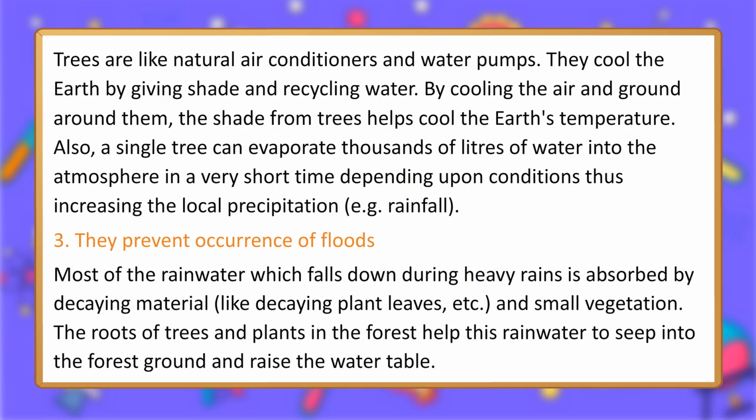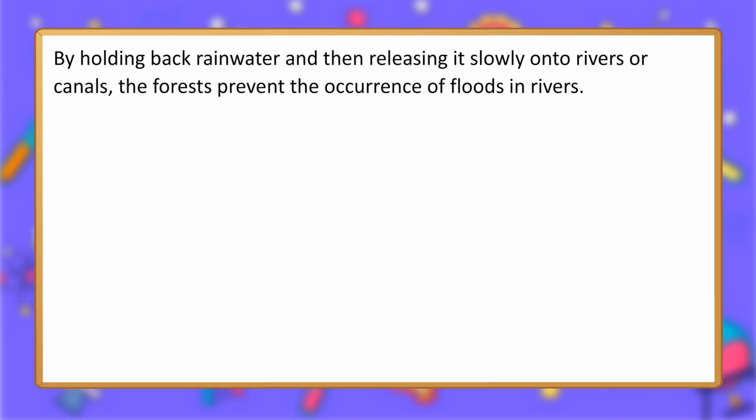Most of the rainwater which falls during heavy rains is absorbed by decaying material, like decaying plant leaves, and small vegetation. The roots of trees and plants in the forest help this rainwater to seep into the forest ground and raise the water table. By holding back rainwater and then releasing it slowly onto rivers or canals, the forests prevent the occurrence of floods in rivers. 4. They offer great biodiversity.